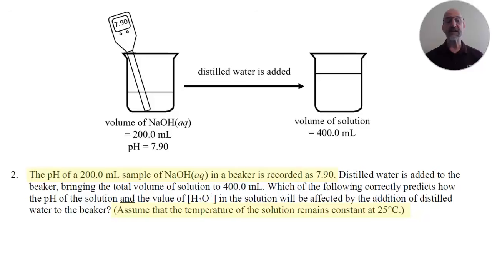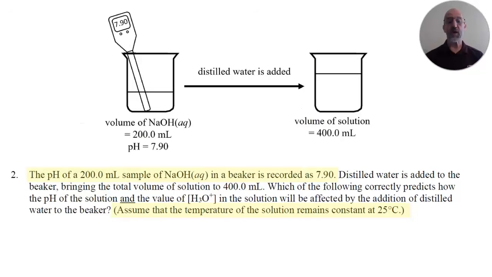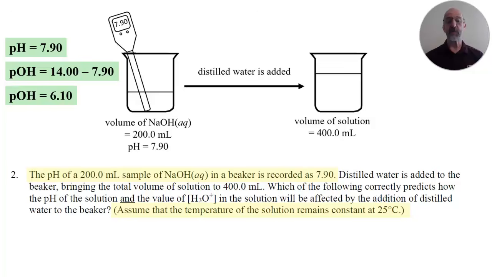So for right now, I'd just like to focus on the fact that we know the pH, and remember that on the equation sheet, we can relate the pH to the pOH. So therefore, what do I know about the pOH of the solution if the pH is equal to 7.90? Well, 14 minus 7.90, that will give me the value of the pOH, and that works out to be 6.10.